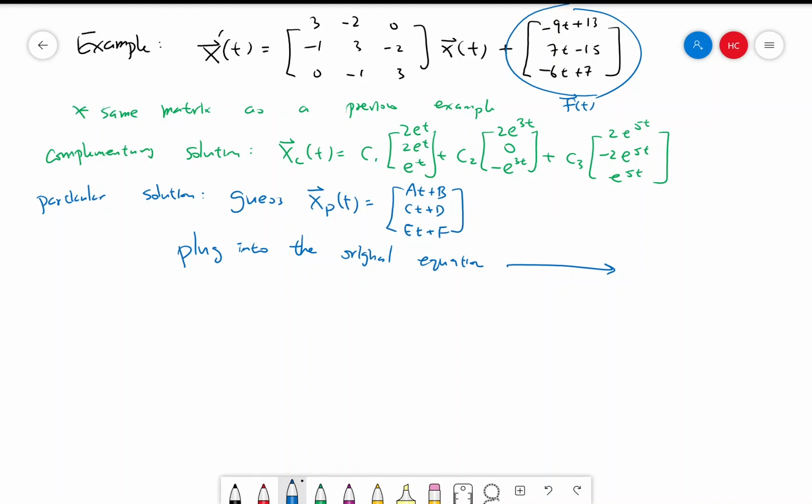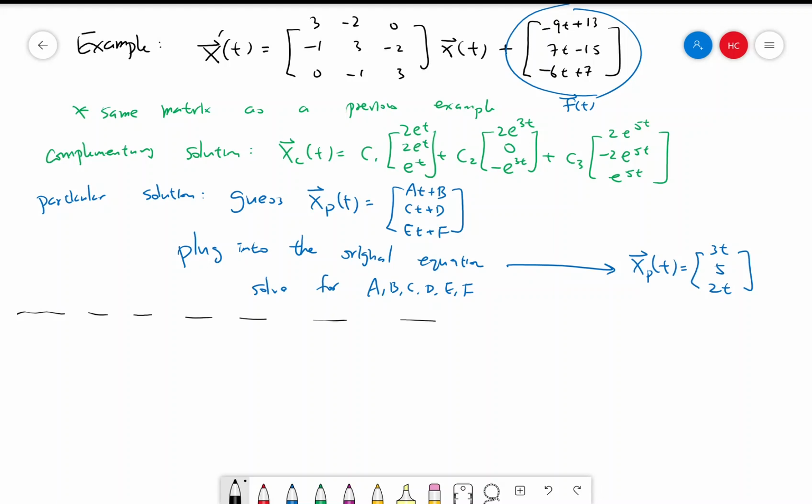If we plug into the original equations and solve for a, b, c, d, e, and f, we get the particular solution is equal to 3t, 5, and 2t. So the numbers turned out to be not as bad as you think. So that's the particular solution.